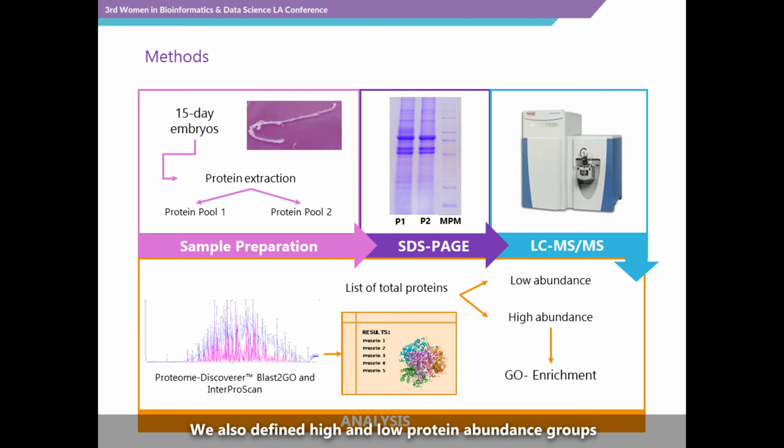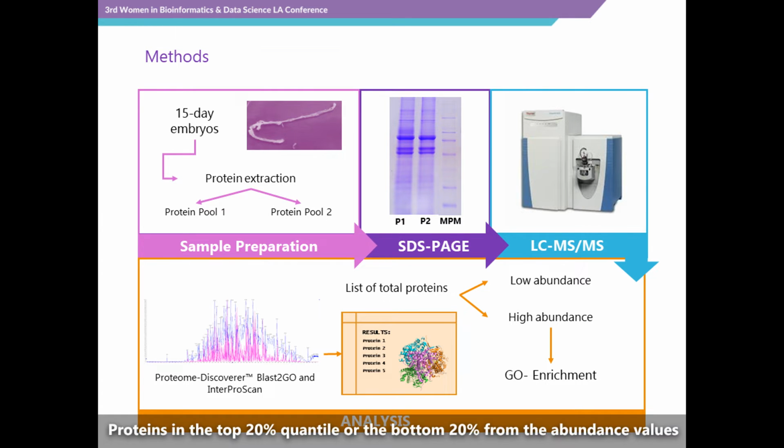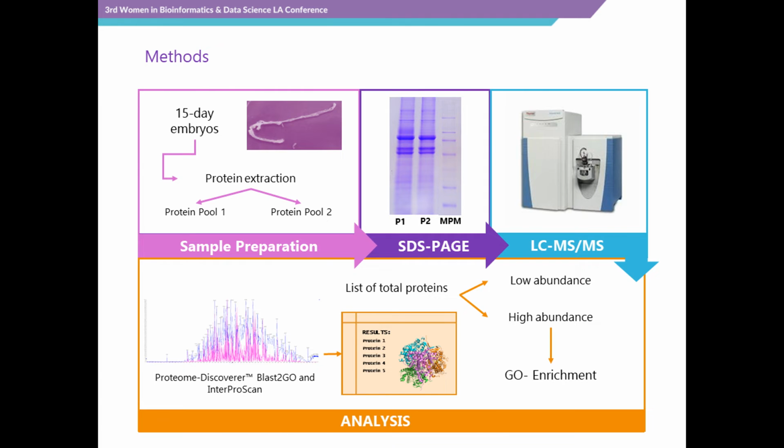We also defined high and low protein abundance groups based on the quantile density distribution of the exponentially modified protein abundance index (emPAI). Proteins in the top 20% quantile or the bottom 20% of the abundance values were categorized into high abundance and low abundance groups respectively and submitted to gene ontology enrichment analysis.